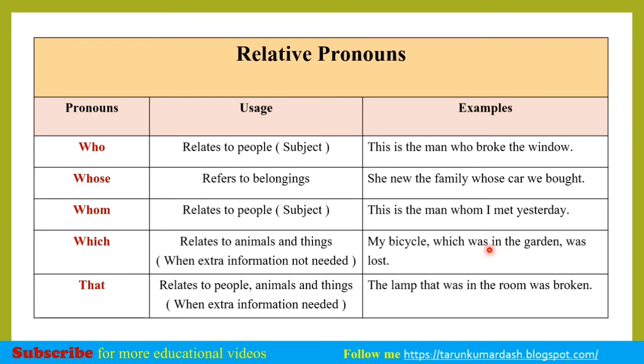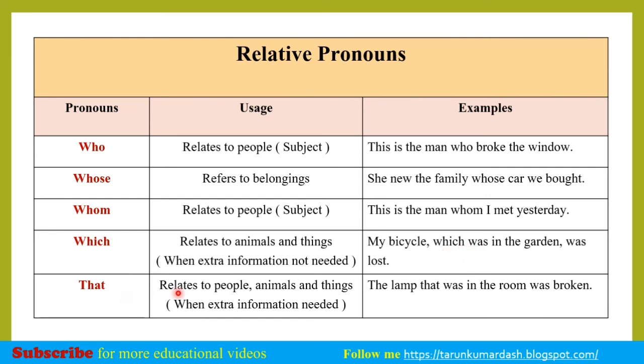Here we don't need extra information like where the bicycle was. My bicycle was lost. It is enough for us. But still, we are using here which was in the garden. That is why we used here which.